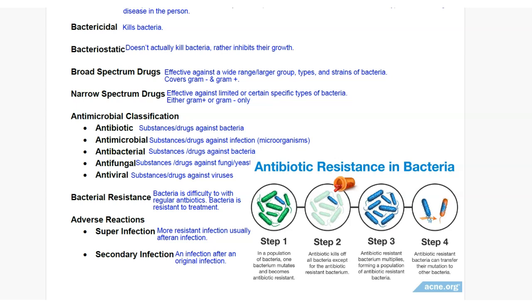Now, secondary infection is an infection after an original infection, and it doesn't necessarily have to be the same microorganism. A more common secondary infection is maybe a patient had the flu, and then after the flu was better, they develop a secondary bacterial infection. So it's a different type of infection, but it's usually a result of the weakened immune system of the patient, not necessarily because of some sort of bacterial resistance.